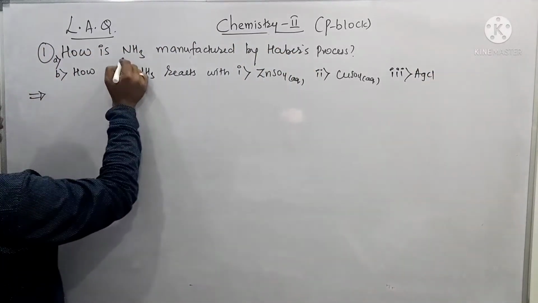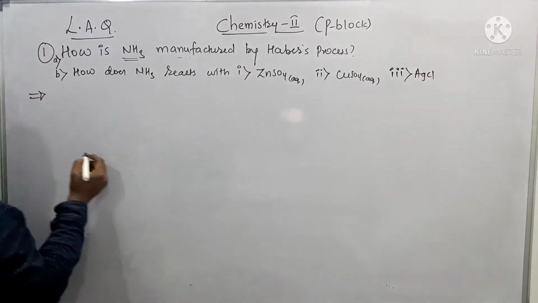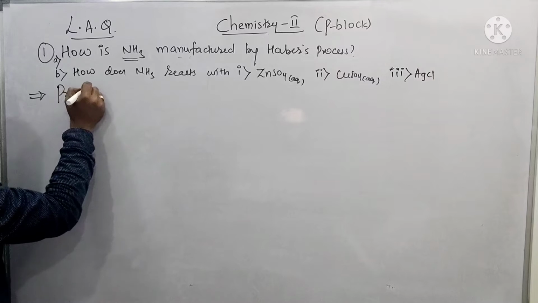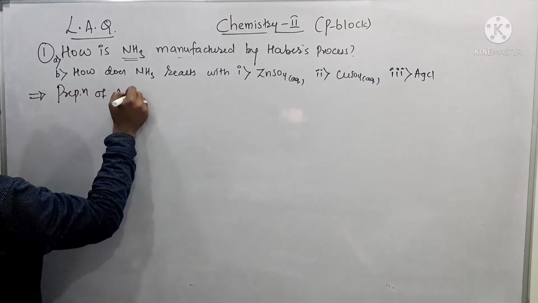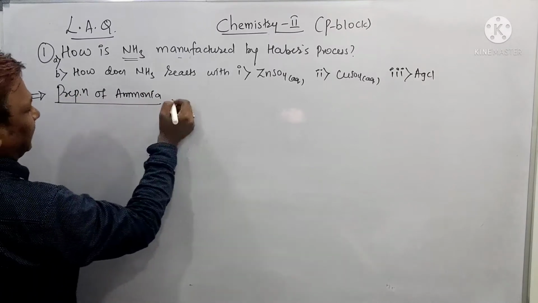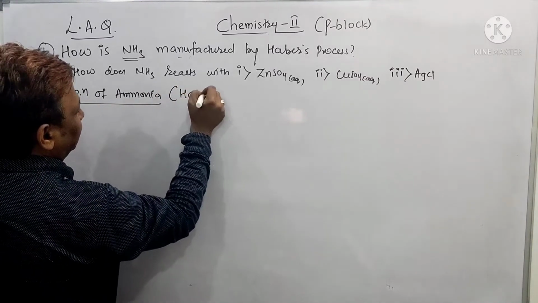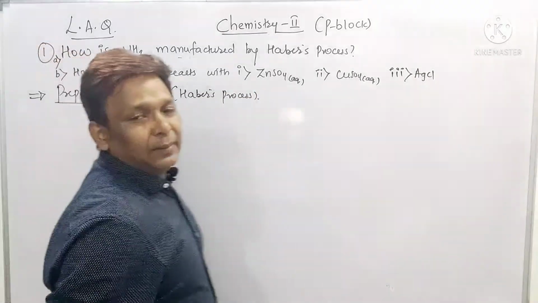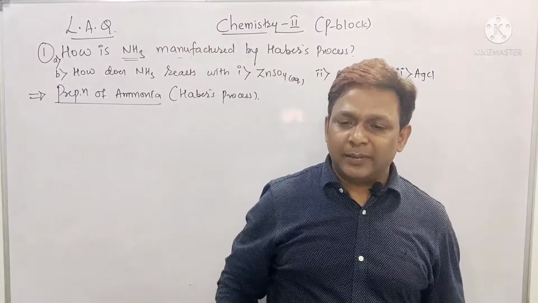How can ammonia be manufactured by the Haber's process? So first we will write here: preparation of ammonia. See beta, how to score the 8 marks in this question, that one only I will tell you. Preparation of ammonia can be done by Haber's process.